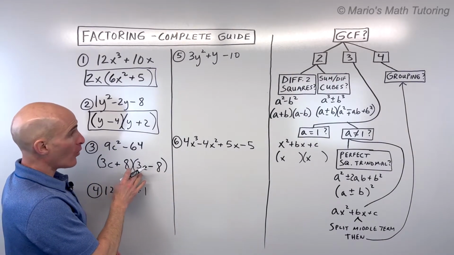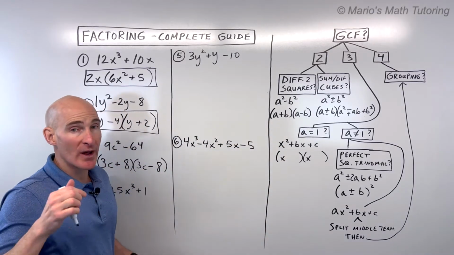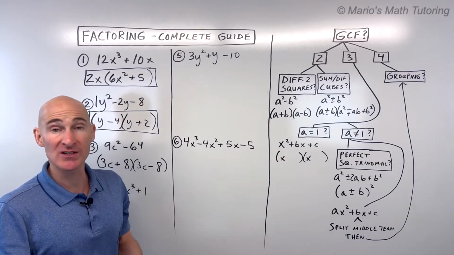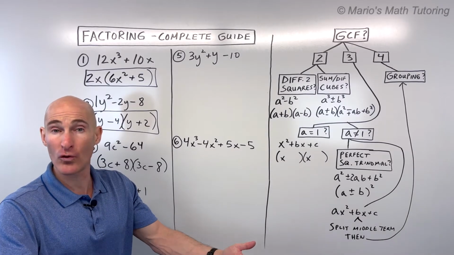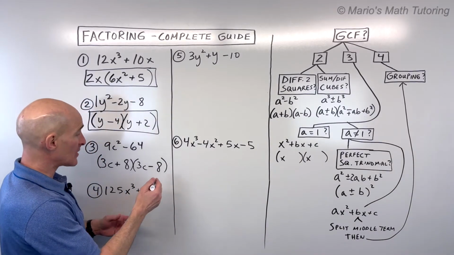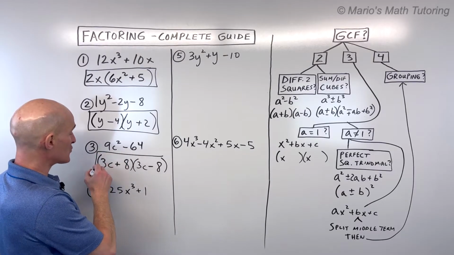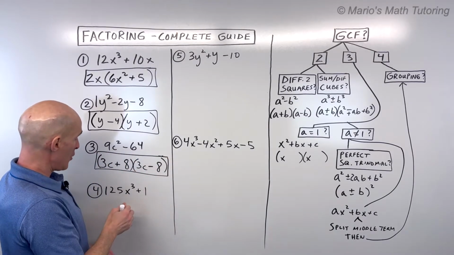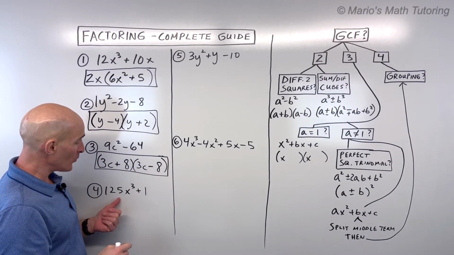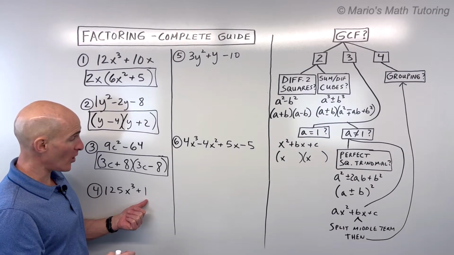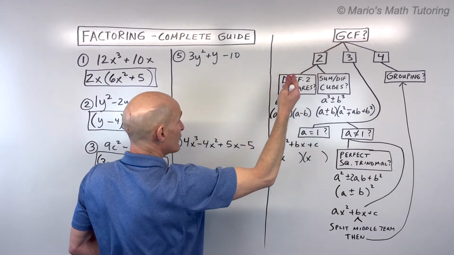Now, with all these different types, you always want to ask yourself, can I factor further? Because sometimes you might have to factor 2, 3, 4, 5 times to get it completely factored. But in this case, this is as far as we can go on this one. Okay, for number 4 now, we've got 125x cubed plus 1. Is there a greatest common factor?